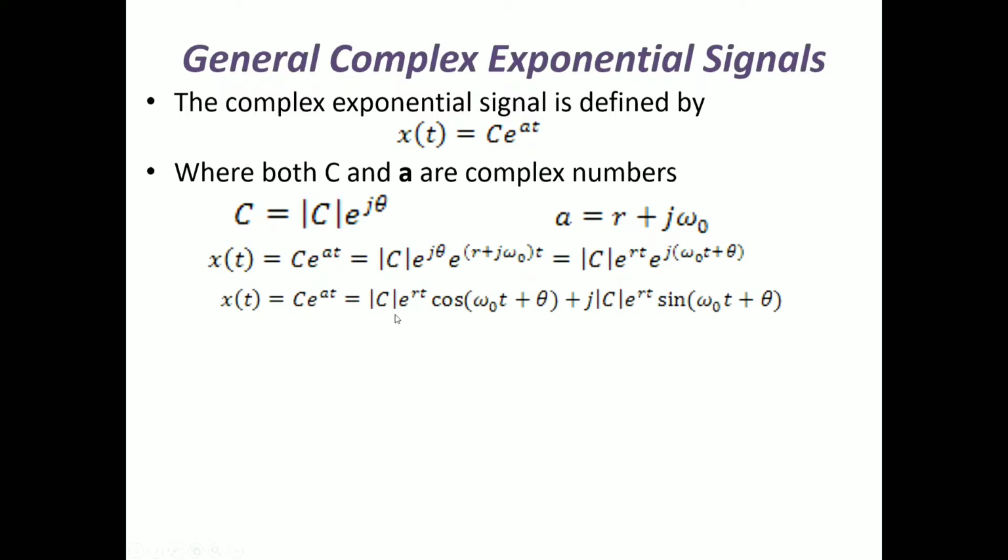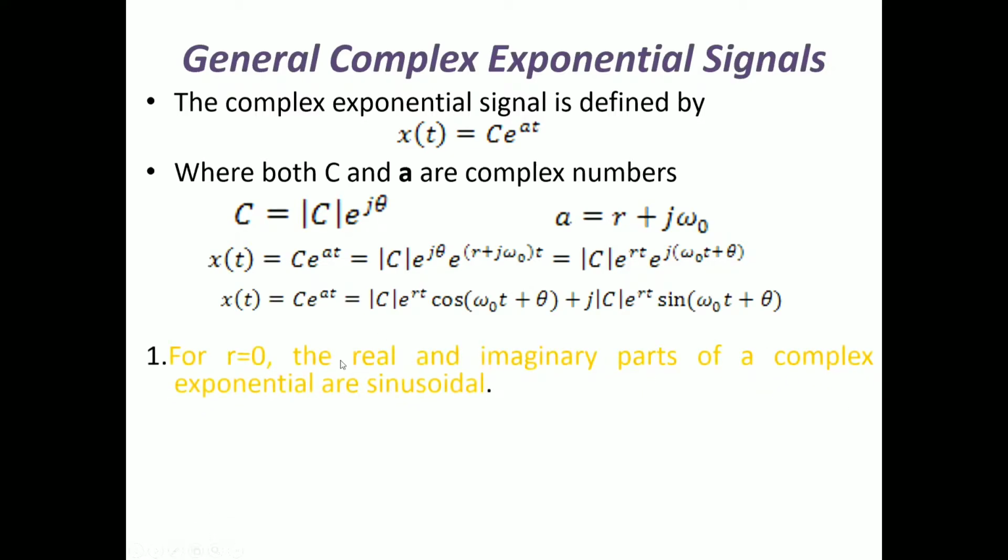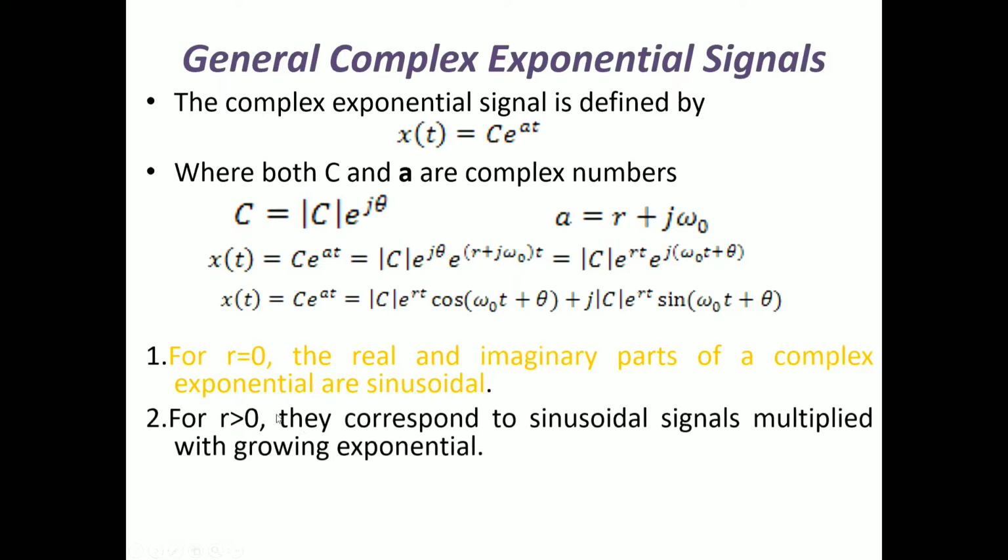So this is modulus of c e power rt into cos(omega naught t plus theta) plus j into modulus of c e power rt sin(omega naught t plus theta). Here, based on the value of r, I can say the signal is exponentially decaying or exponentially increasing. For r equal to 0, the real and imaginary parts of the complex exponential are sinusoids. If r is greater than 0, the signal corresponds to sinusoidal signals multiplied with growing exponentials.